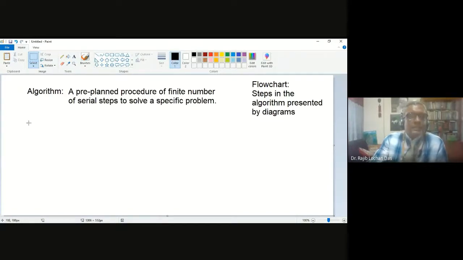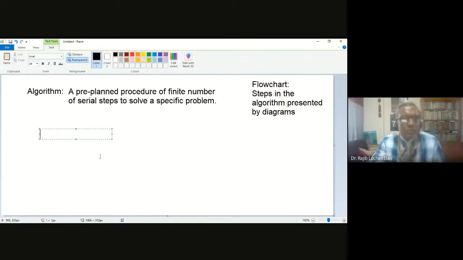Okay. Now let me tell you another thing. You need to understand the structures in coding or in algorithm. So sometimes we use the decision structure, right? What is the decision structure?